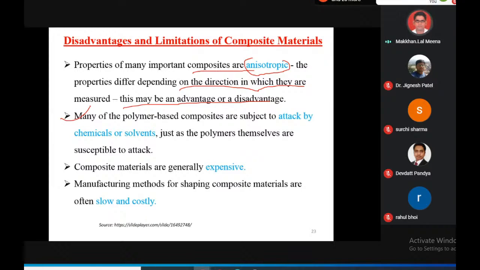Many of the polymer based composites are subject to attack by chemicals or solvents, just as the polymers themselves are susceptible to attack. Composite materials are generally expensive, based on the characteristics required for a particular application. Manufacturing methods for shaping composite materials are often slow and costly.